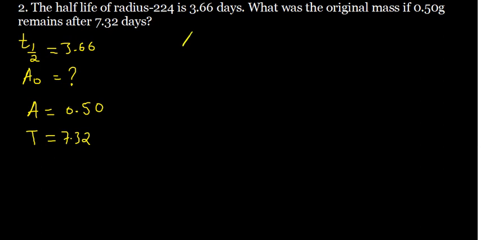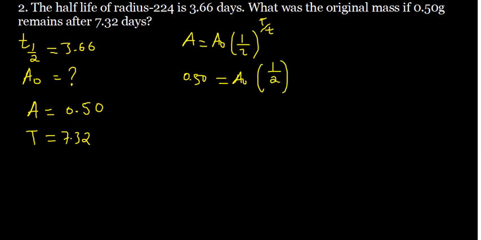So write the formula. A is A initial multiplied by 1 over 2 to the power capital T over half-life. Okay, like that. So the A we've been given is 0.5. A initial, that's the one we are trying to find. Then you have got 1 over 2 to the power capital T is 7.32. Small t is 3.66.